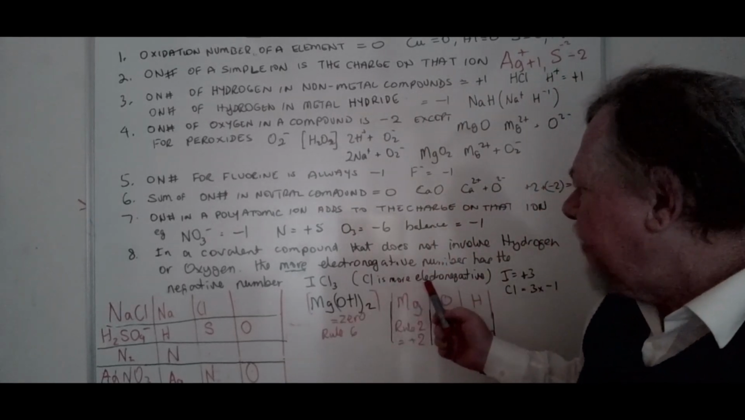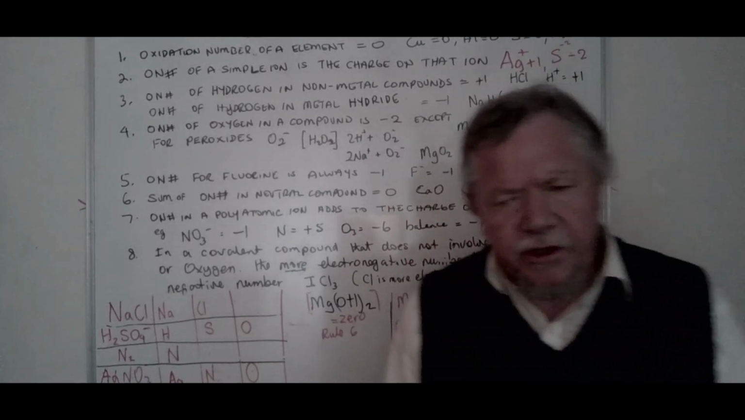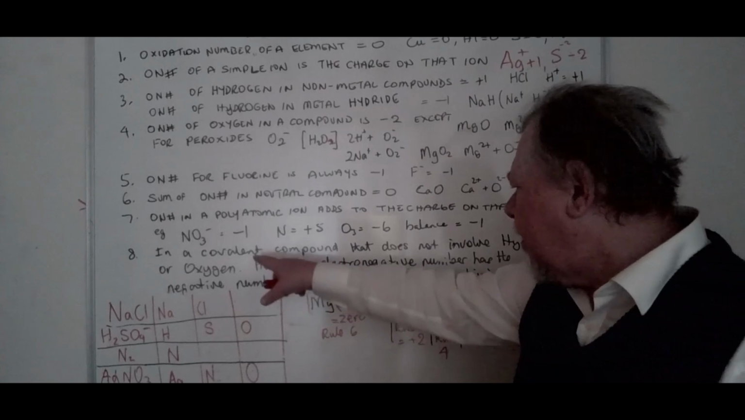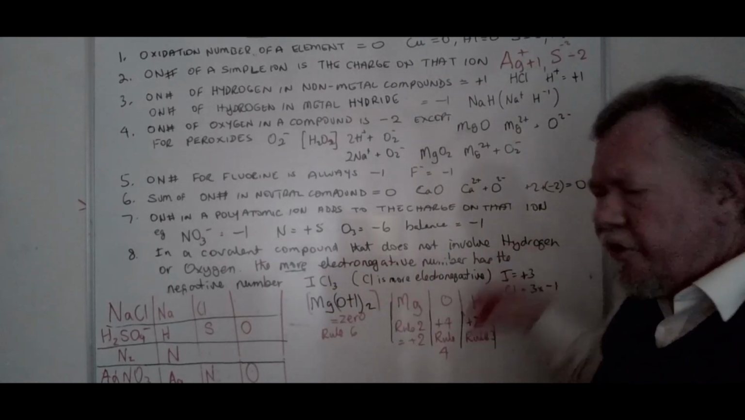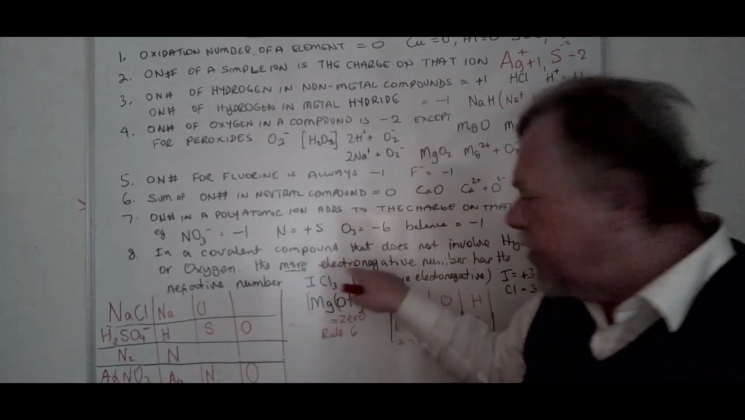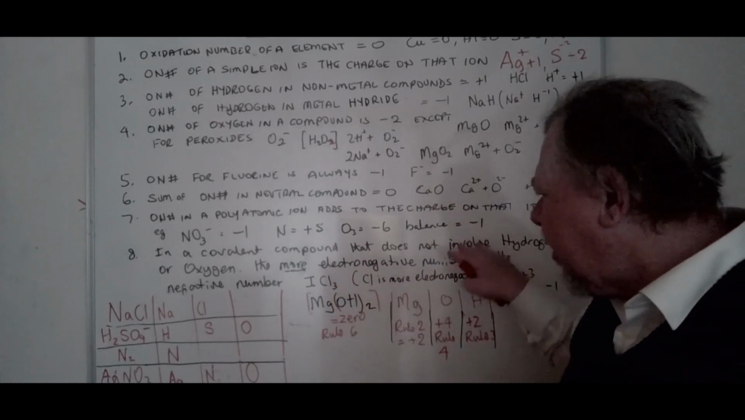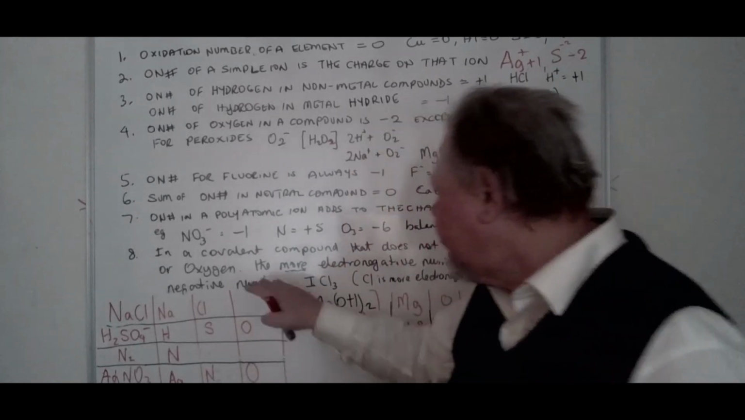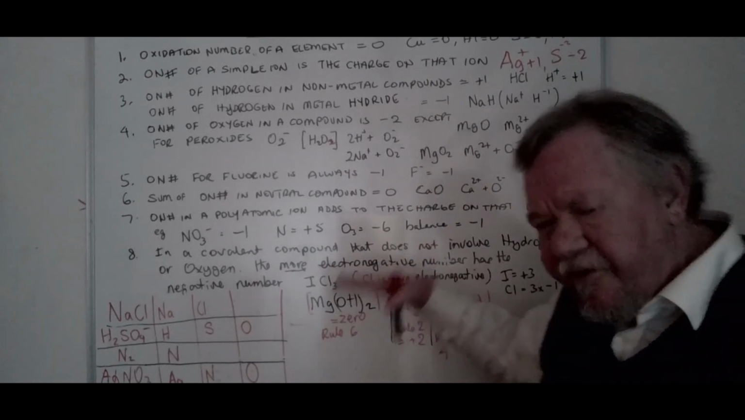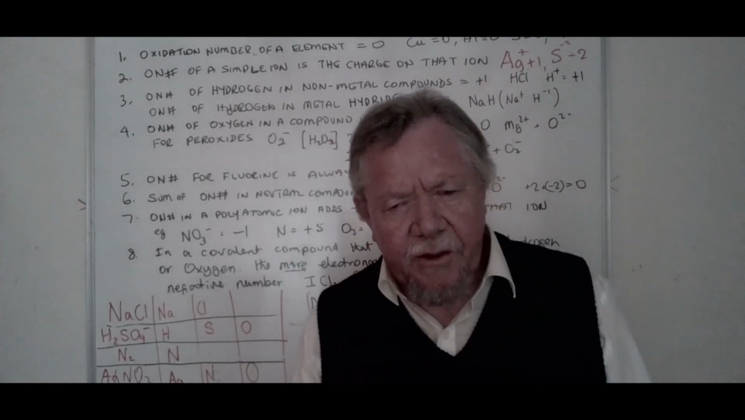Number 8, in a covalent compound, so it's bonded in a covalent bond, carbon dioxide for instance. If the covalent bond does not involve hydrogen nor oxygen, so carbon dioxide wouldn't fall into this rule. It must not have oxygen or hydrogen for this rule. The more electronegative element becomes the one that's assigned a negative oxidation number.